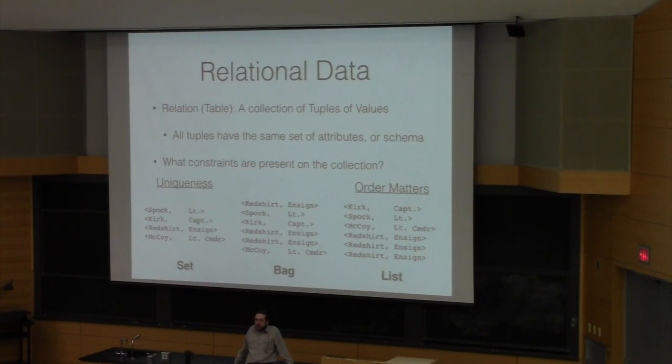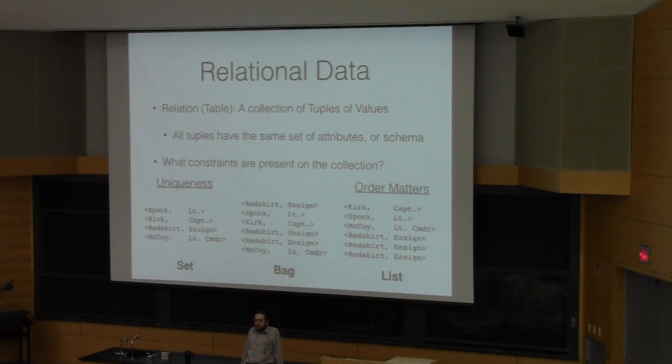All of the tuples in the collection, and this is the key thing, all have the same schema, the same set of attributes. Now, there are three variations on this basic idea, each of which has slightly different constraints on what the collection looks like. At one end of the spectrum, you have collections that are sets. In other words, collections that preserve uniqueness, where a given tuple appears at most once. An example of this is on your left over there. You'll note that there's only one instance of Lieutenant Red Shirt.